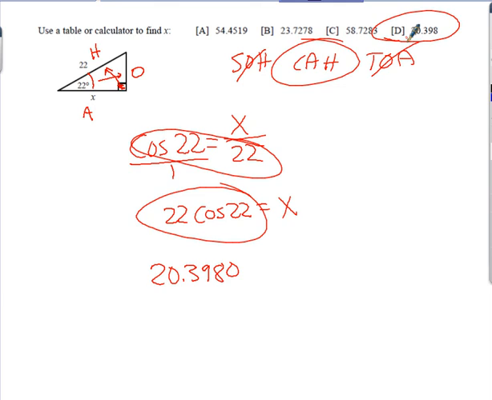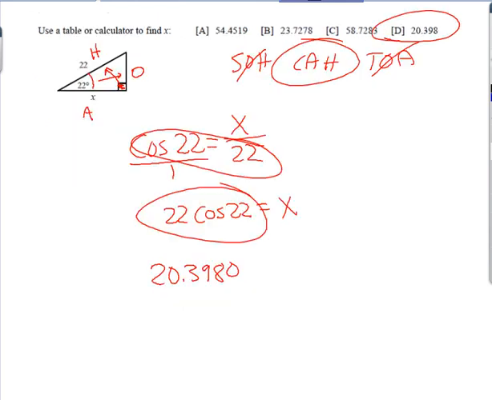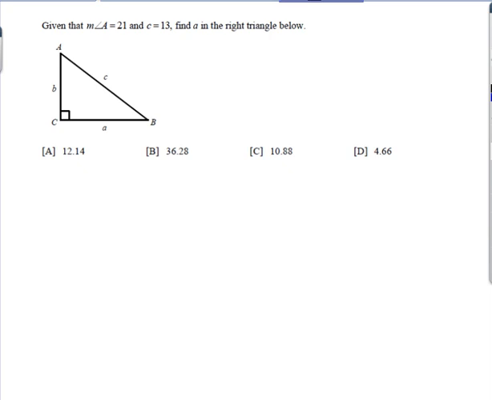So that one, when you cross multiplied, you came out with exactly what you put in the calculator. On the previous one, when you cross multiplied, you still had to do this step of getting x by itself. So sometimes you have to do that, sometimes you don't. Alright, let's see. This one's a little bit different looking.